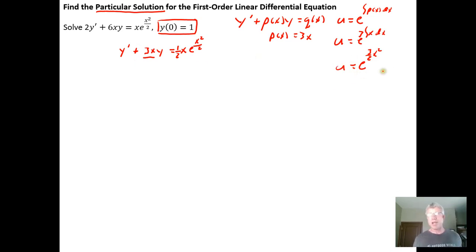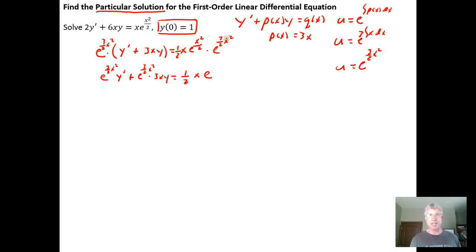Next step is to multiply both sides by the integrating factor. So we multiply the left hand side by the integrating factor e to the 3/2 x squared, and we multiply the right hand side by the integrating factor e to the 3/2 x squared. So on the left hand side, I can just distribute this in. I'm going to wind up with e to the 3/2 x squared times y prime plus e to the 3/2 x squared times 3xy. And on this side, I'm going to have 1/2 x, and I have the same base, which means I just add the exponents. I already have a common denominator of 2, so it's going to be x squared plus 3x squared is 4x squared over 2, which is just 2x squared.